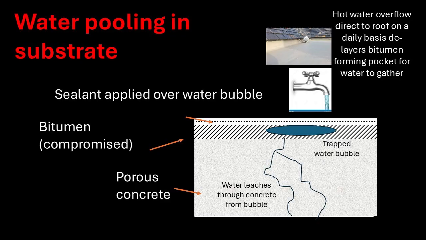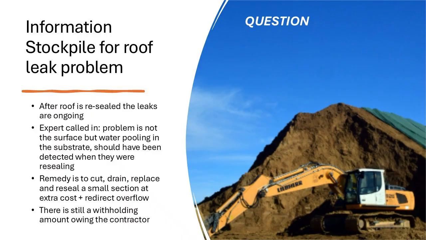He reports back that a water bubble has formed in the bitumen layer below the sealant and above the flat concrete slab in one area, which is leaching through the porous concrete slab. The water bubble was not detected by the roof installers as they sealed over the top. The remedy is to cut away the damaged portion of the substrate, replace and reseal, and drill into the slab from underneath to drain the water. This will cost extra not planned for. There is still a withholding amount owing to the contractor. So this is the information stockpile.